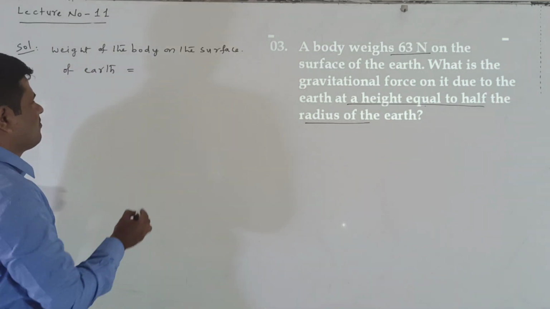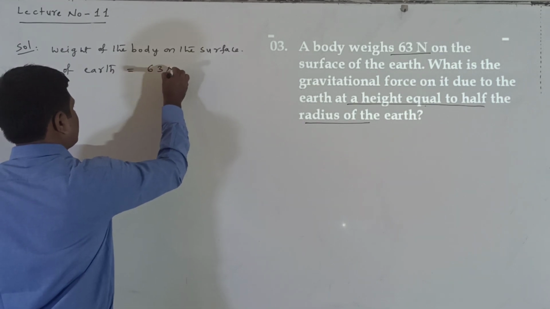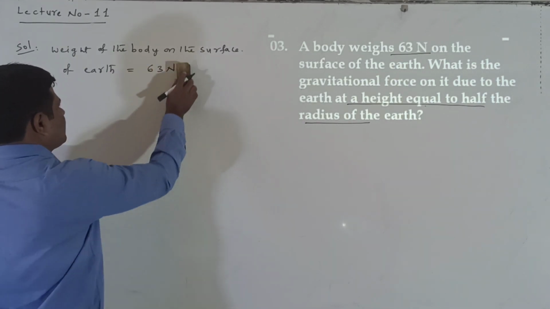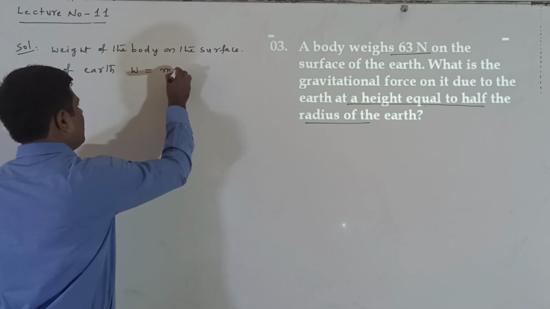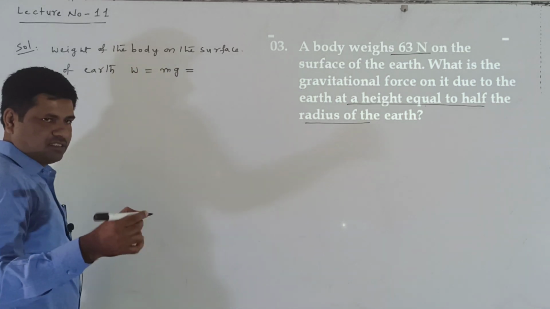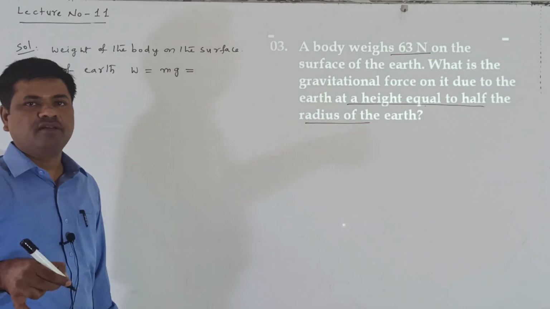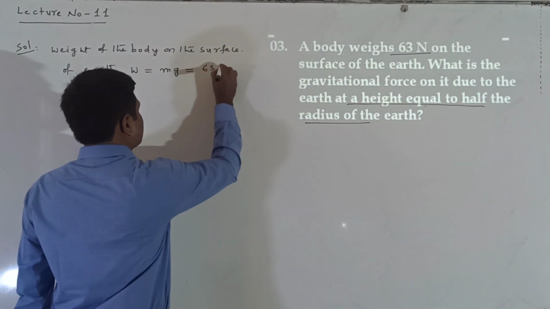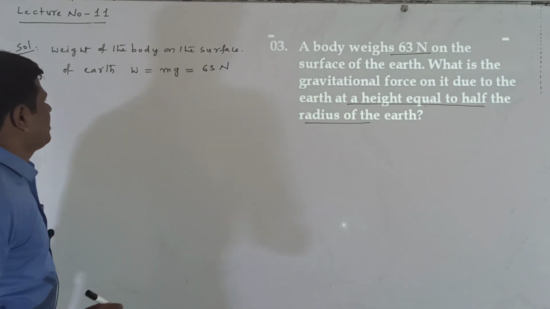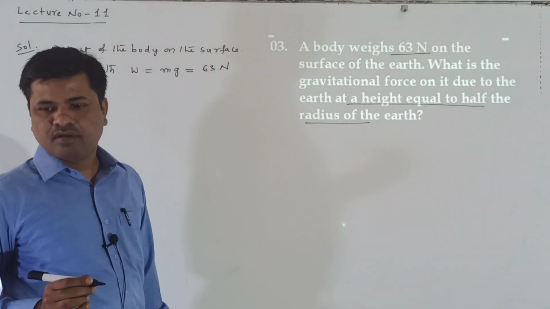Weight of the body on the surface of the earth is given, that is 63 Newton. I am considering it as W. W is equal to, what is the formula? W is equal to mg, the weight formula, where g is the acceleration due to gravity on the surface of the earth. So W = mg = 63 Newton. That is given, the weight of the body on the surface of the earth.